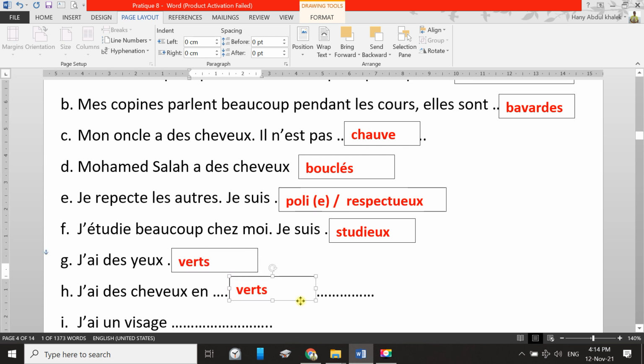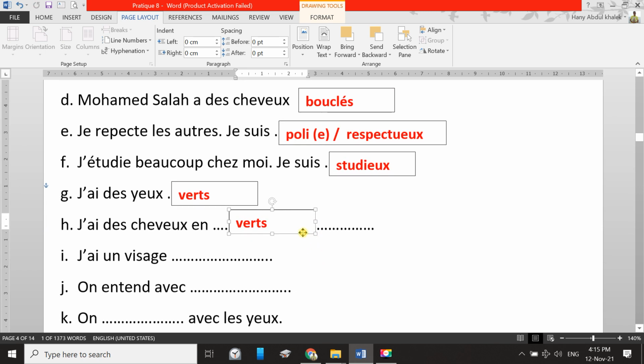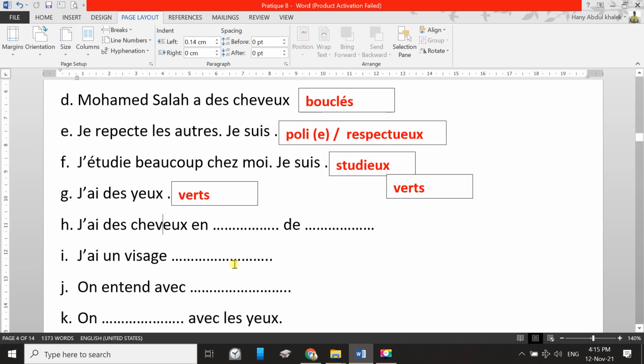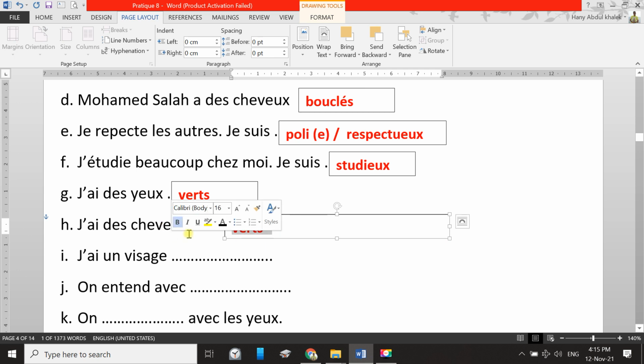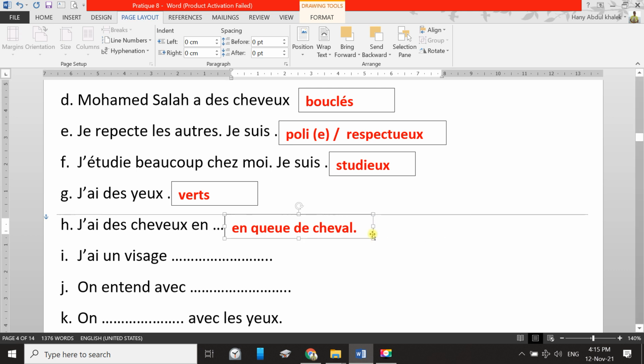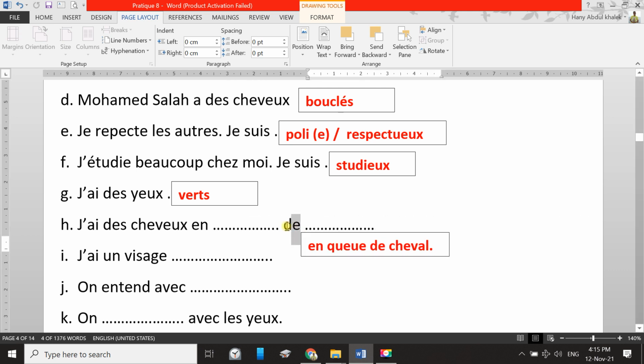Okay, letter H. J'ai des cheveux ondulés. Here we need des cheveux, hair. Okay, what is the adjective that we studied, or la coiffure that we studied with les cheveux, where can we find "en" and the "de" in it? En queue de cheval. It's a ponytail. En queue de cheval. The other word that we studied with "en" was embrasse, but here we have "de", so here we have to say en queue de cheval.